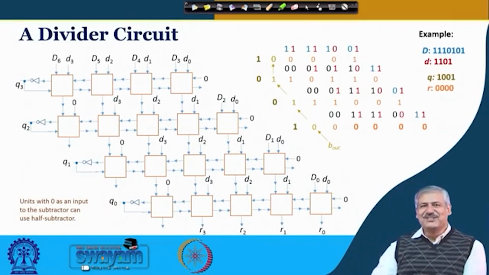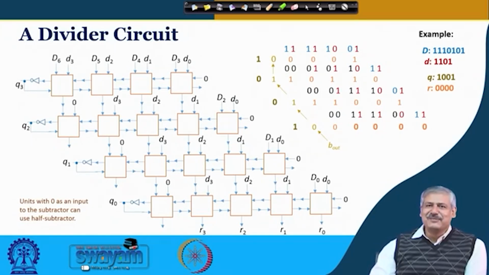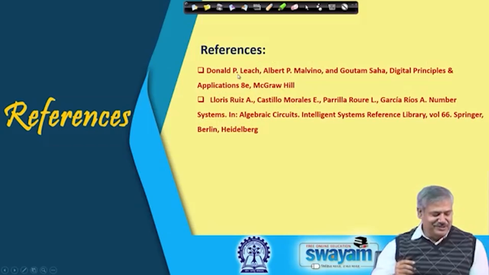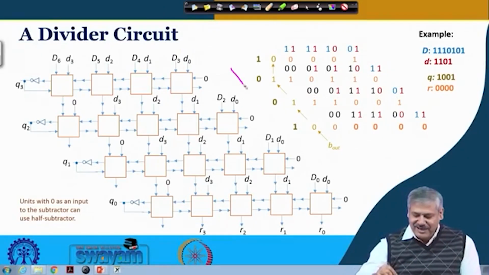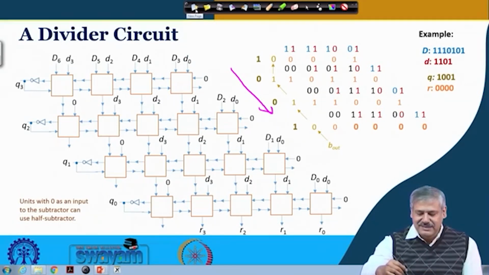So again a complex circuit, but this is doing a division of a 7-bit number by a 4-bit number. If you want an 8-bit number to be divided by a 4-bit number, then one more stage needs to be added here. So that is the way it has to be seen.